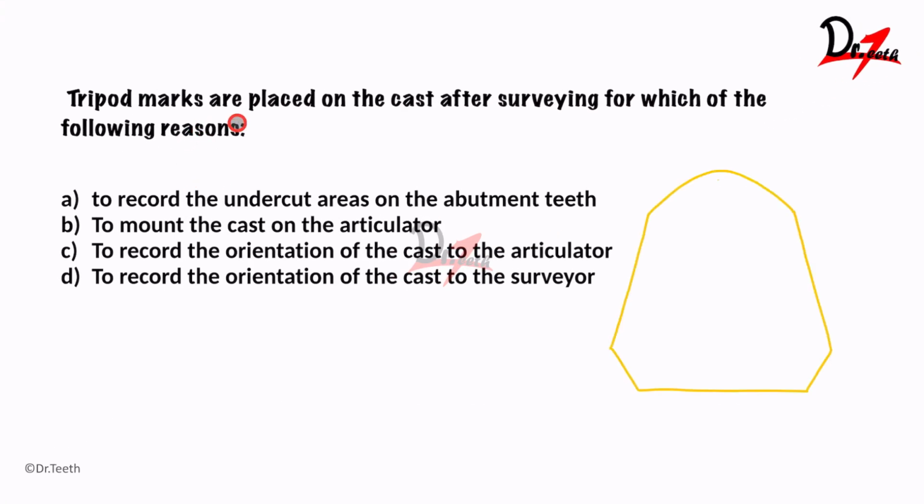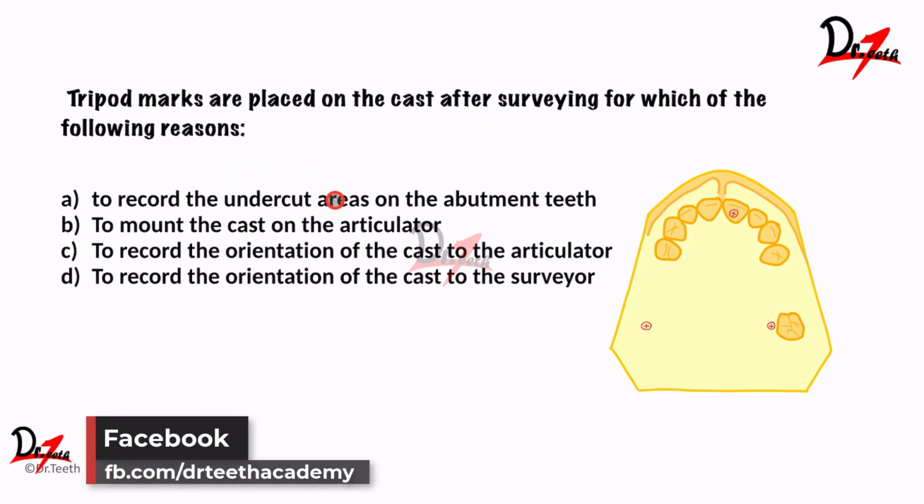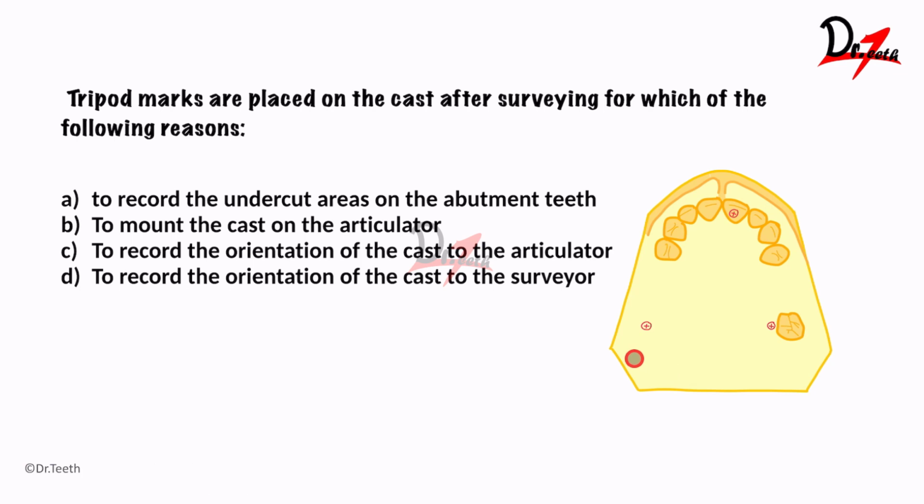The tripod marks are placed on the cast after surveying for which of the following reasons? Is it to record the undercut areas on the abutment teeth? To mount the cast on the articulator? We are talking about these tripod marks, right? So is it to mount the cast on the articulator? To record the orientation of the cast to the articulator? Or to record the orientation of the cast to the surveyor? So this is the correct answer. We do the tripod marking so that we can orient the cast again to the surveyor, okay?